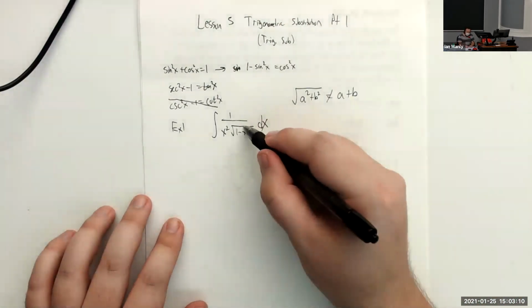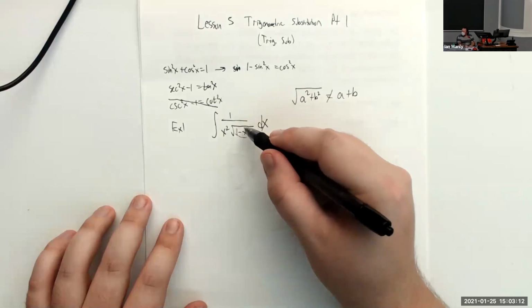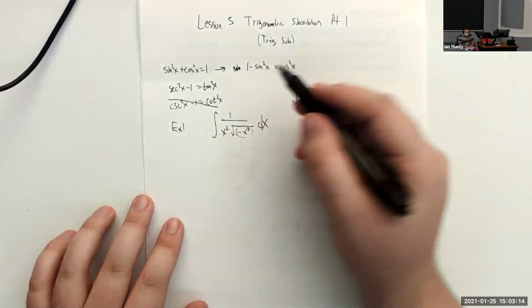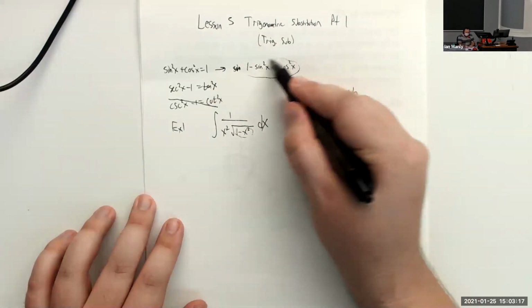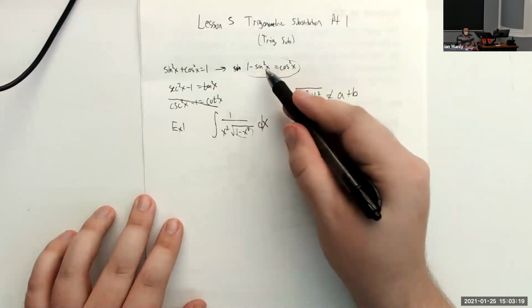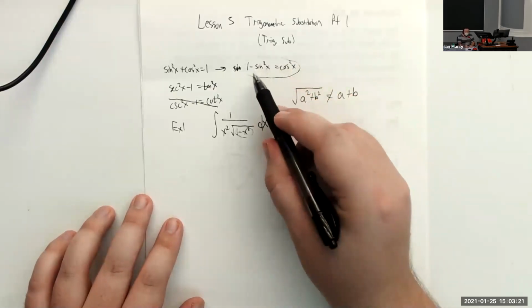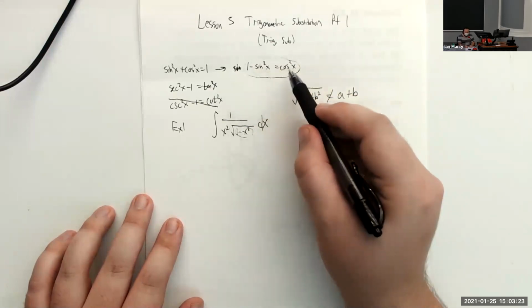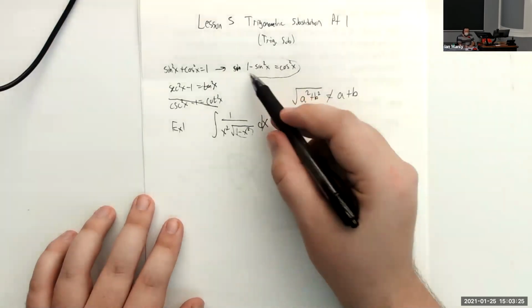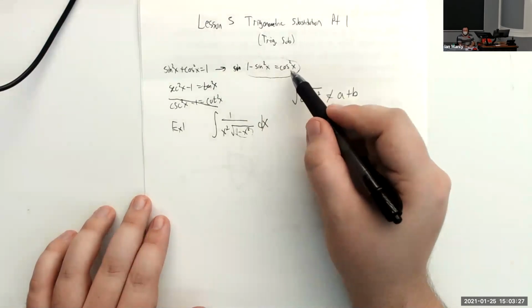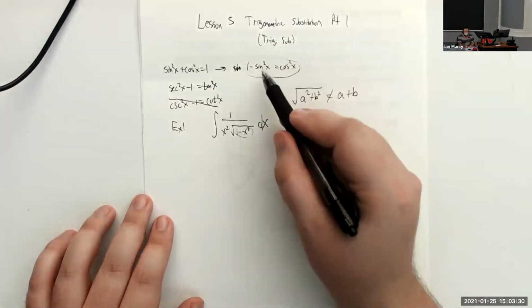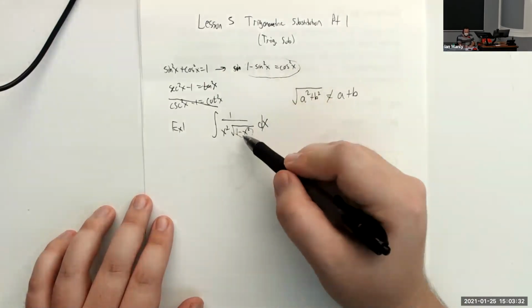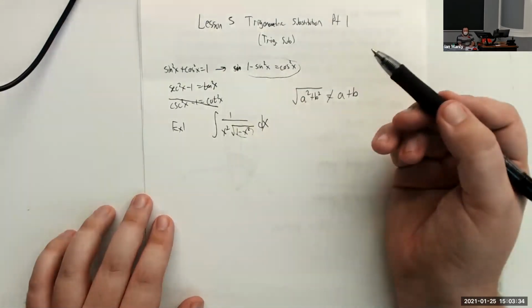Well, notice that this expression right here has a similarity to what we have up here. If this x were, say, a sine instead, then we could turn the 1 minus sine squared into cosine squared. And while square roots do not work well with 2 terms, they work very well with 1 term that's squared. So if we can do this conversion somehow here, then maybe that will help us simplify our problem.